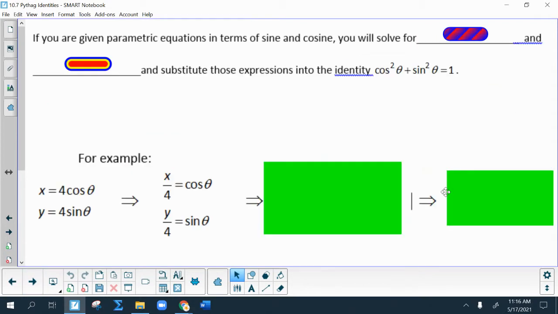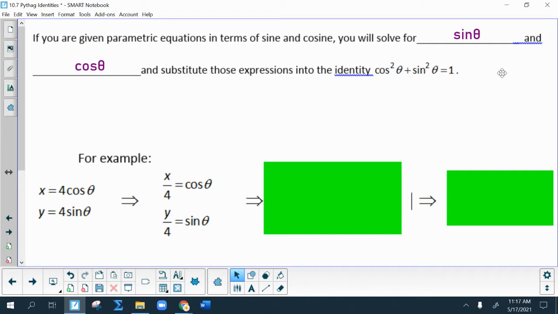All right, so the first thing we're going to be talking about here is understanding that you're going to have parametric equations that are going to be defined using trig. A lot of times it'll be sine and cosine together or tangent and secant together. And so in order to make this work, the best thing that you can do to figure out how to graph this is to solve your equations for sine and cosine so that you can substitute them into this particular identity, cosine squared plus sine squared equals 1.